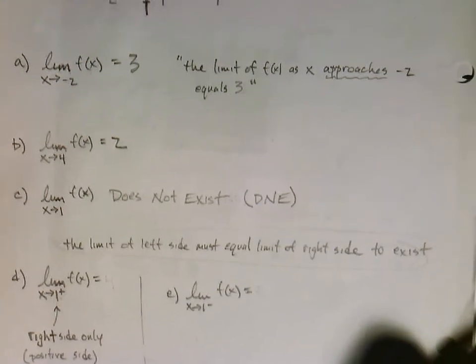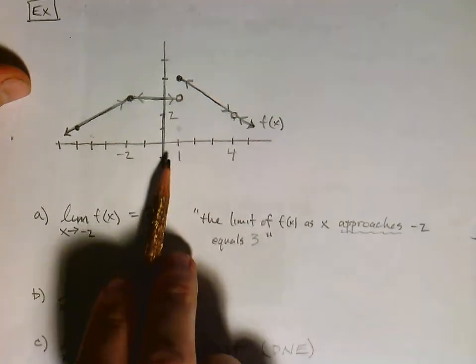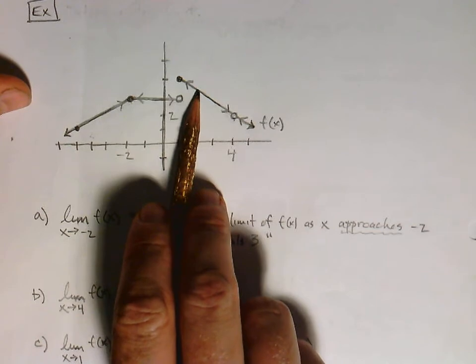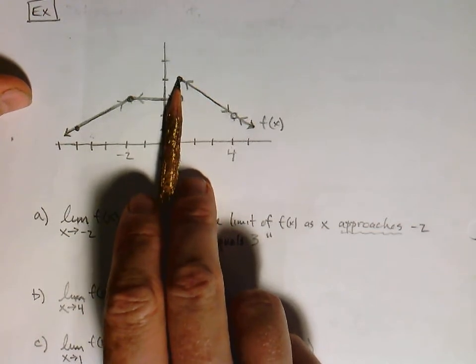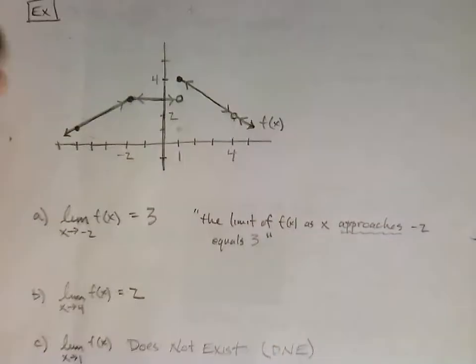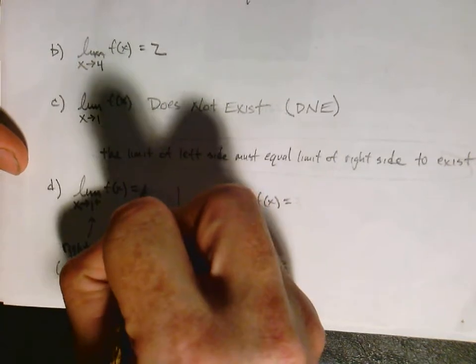So if we go back to the graph, if I'm only concerned about the right side of 1, so I'm on the right, but I'm moving back towards it, what are we approaching? And the answer there is 4. So as we approach from the right side only, the answer is 4.